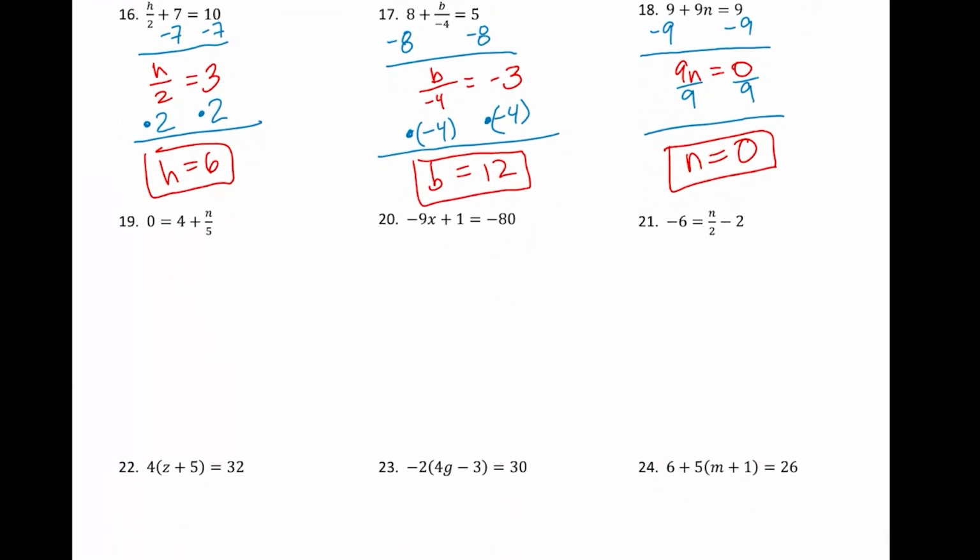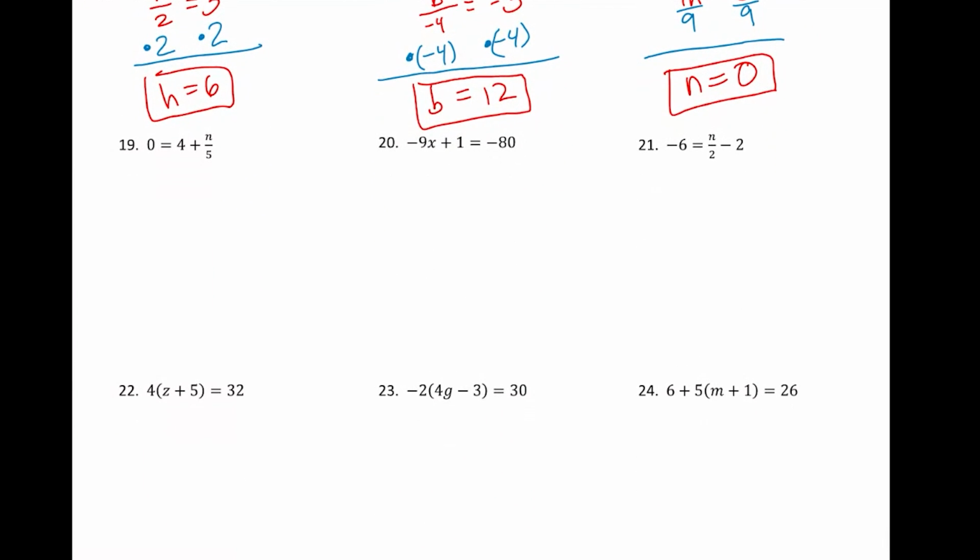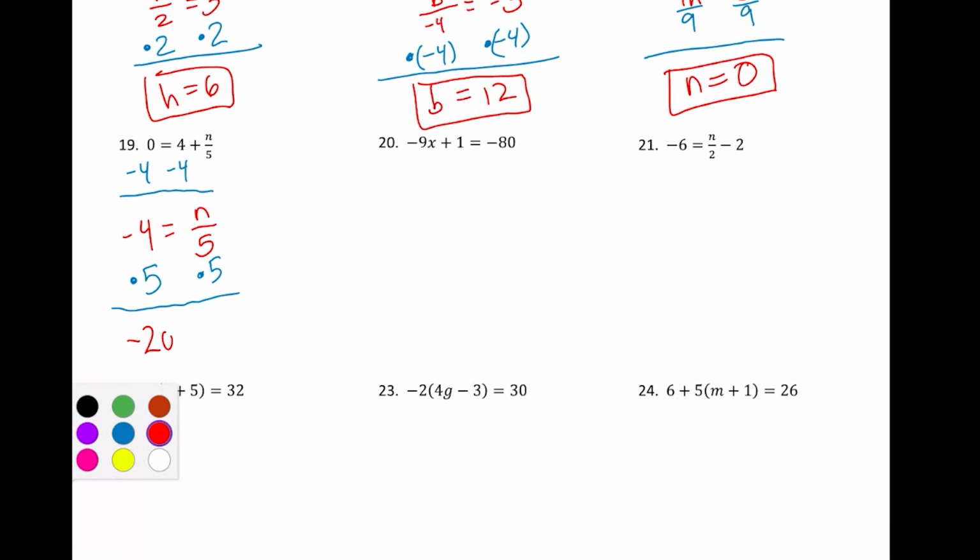Number 19, and then 19 through 21, all two-step equations, and that looks like a 22. Starting with 22, we start throwing in some distributive property. So number 19, I'm going to subtract 4 from both sides. So now I have negative 4 equals n divided by 5. Then I'm going to multiply both sides by 5 to get that n by itself, to isolate the n, and so I get negative 20 equals n.